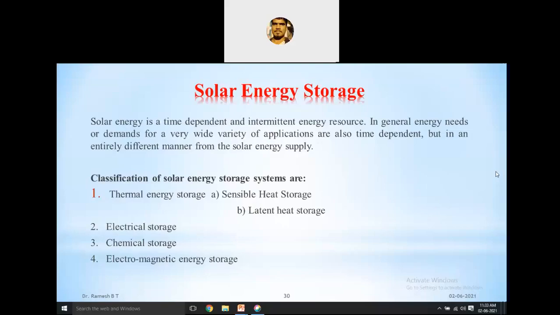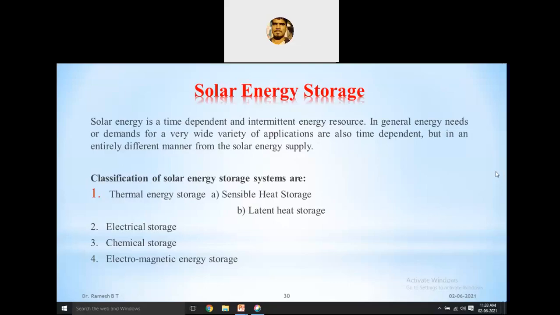Ultimately what we want is a useful form. It may be in the form of electricity or in the form of heat energy for cooking purpose, whatever it may be. So whatever the stored energy, it should be in reversible form, because the stored energy we cannot directly use. It should be converted and then we can use. Clear? So this factor should be satisfied by the storage system. Clear?